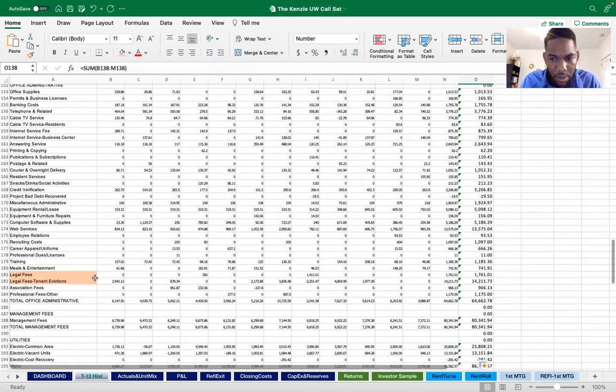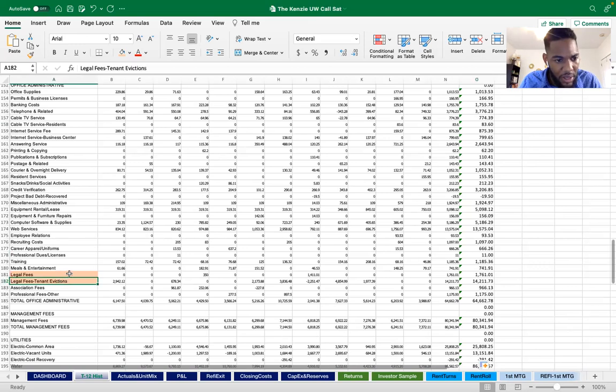All right, so we're breaking out legal fees and tenant and evictions.